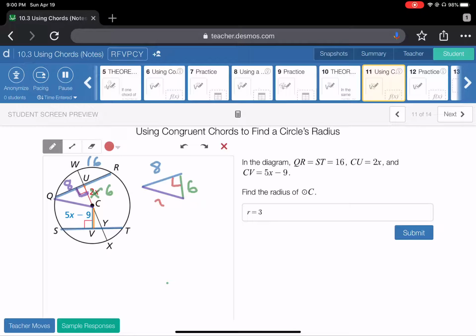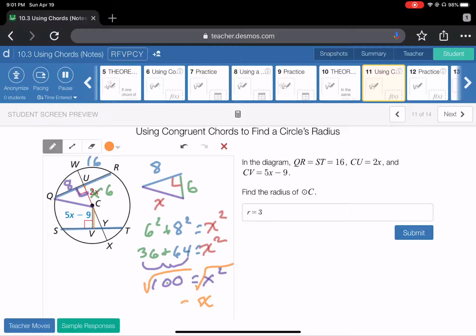Let's call it x. So what I can do now is use the Pythagorean theorem to find the missing side. Because remember, when we have two known sides of a right triangle, we can do a squared plus b squared is equal to c squared. 6 times 6 is 36. 8 squared, or 8 times 8, is 64. All right, we add 36 and 64. We get 100 is equal to x squared. We take the square root of both sides. The square root of 100 is 10.